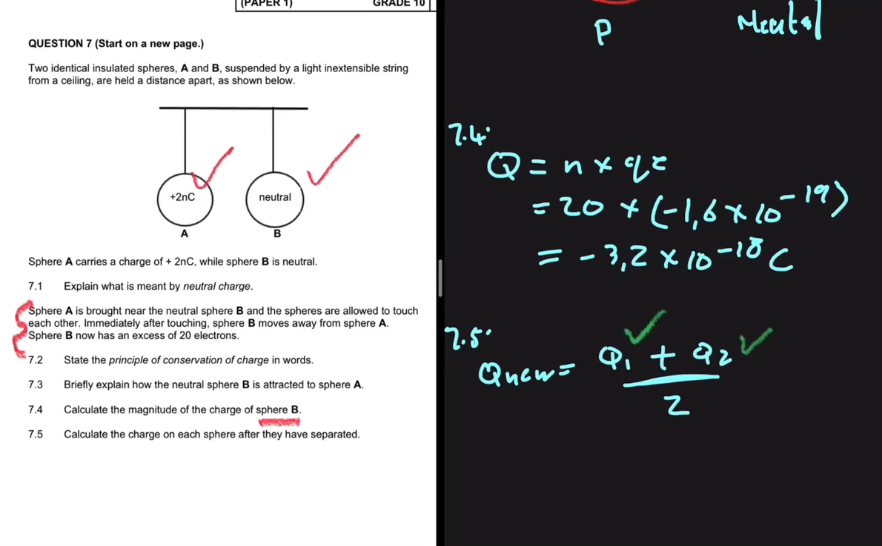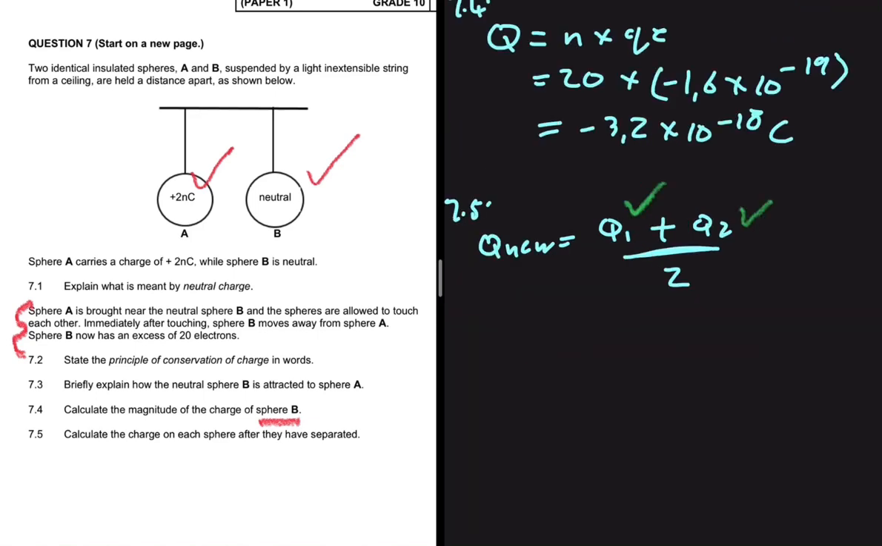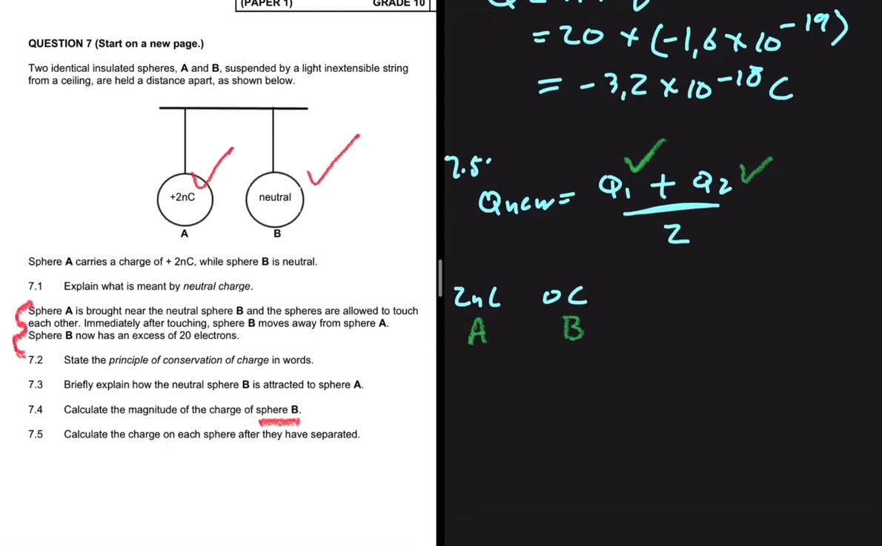So I have a question for you here. Before they touch, we have 2 nanocoulombs and 0 coulombs, right? But in 7.4, we just calculated the magnitude of the charge on sphere B, and we see that it is minus 3.2 times 10 to the minus 18 coulombs. The question now is to calculate Q new. Do we use these 0 coulombs, or do we use minus 3.2 times 10 to the minus 18 coulombs?